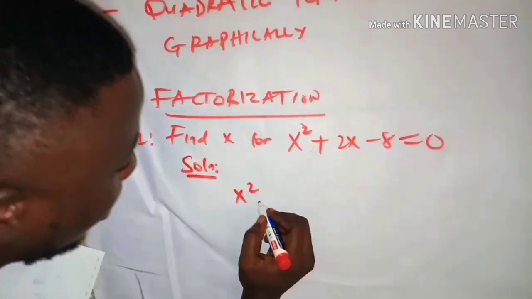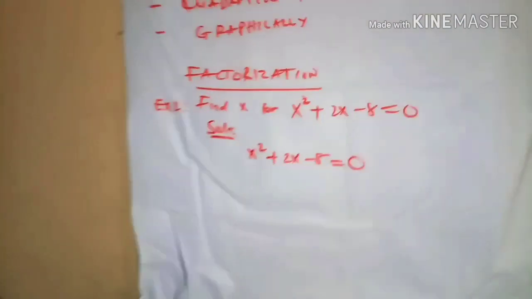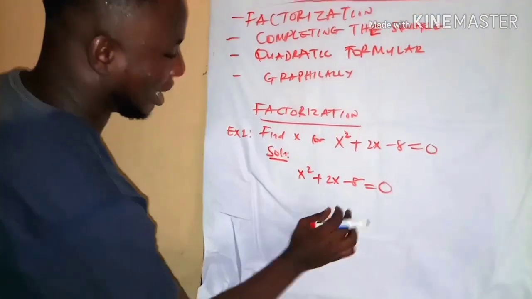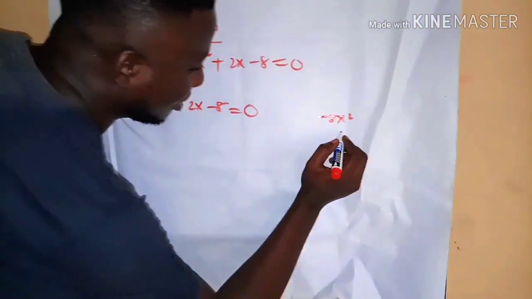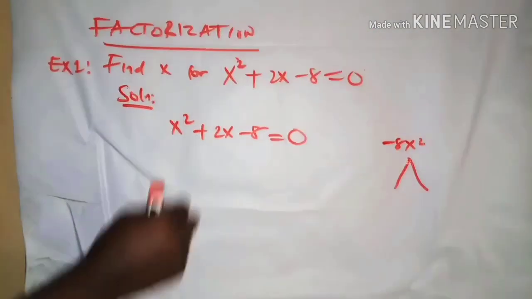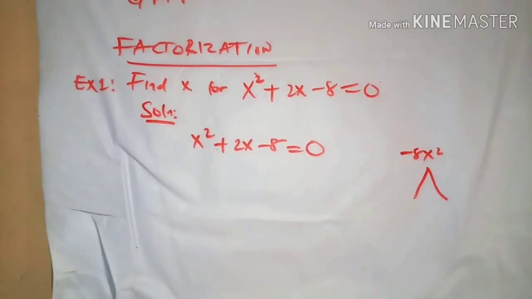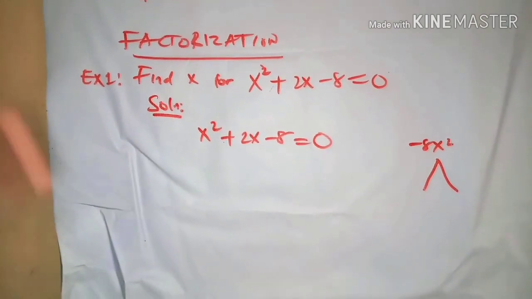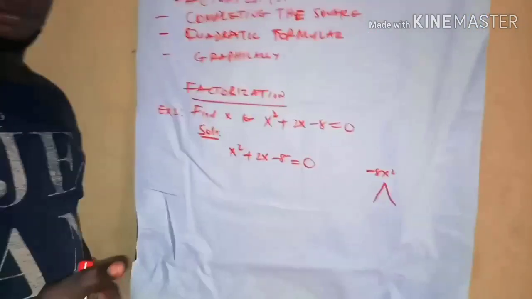If x squared plus 2x minus 8 equals 0, to solve with the factorization method, I will multiply what I have here by what I have here, which is the same as minus 8x squared. So I will look for two coefficients of minus 8x squared, in which if I add or subtract them, they will give me 2x, and if I multiply them together, they will give me minus 8x squared. It is important to note that for you to multiply two numbers that will give you a negative number, one has to be negative and the other one has to be positive. This is the first step.